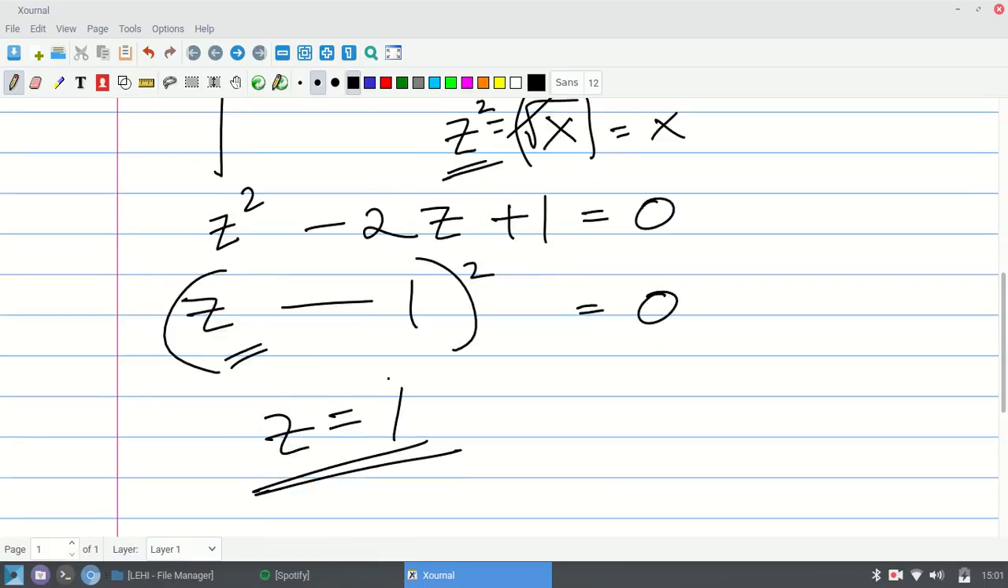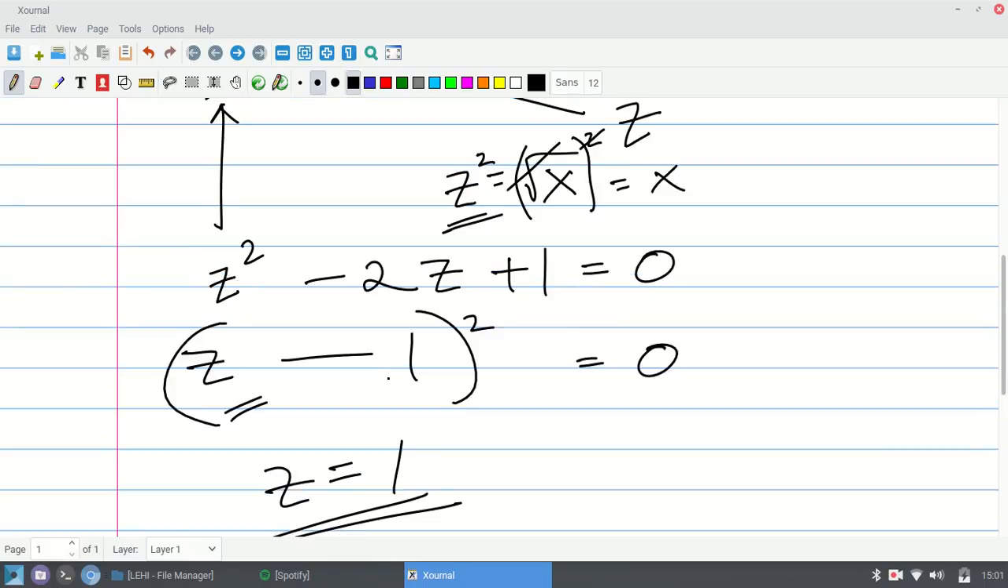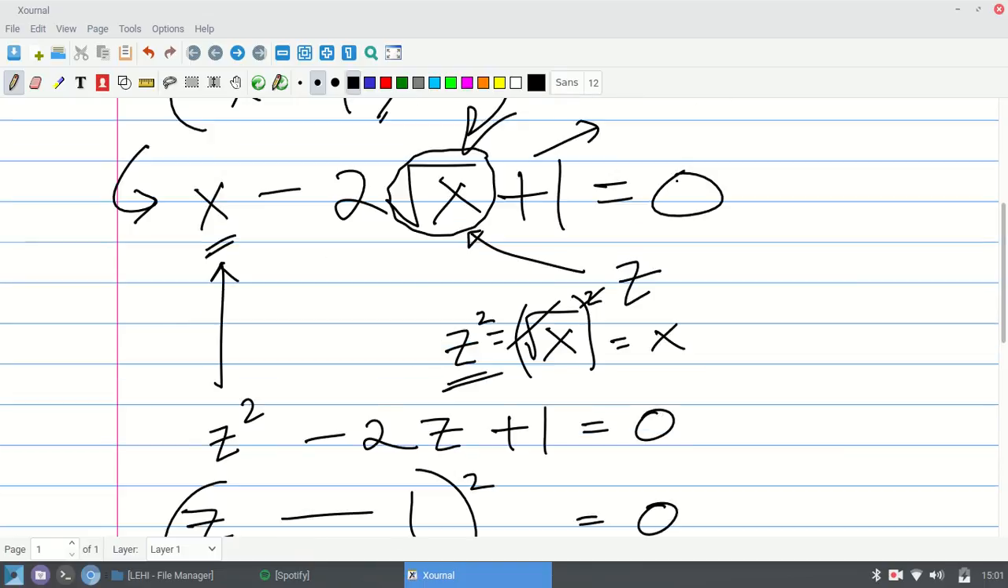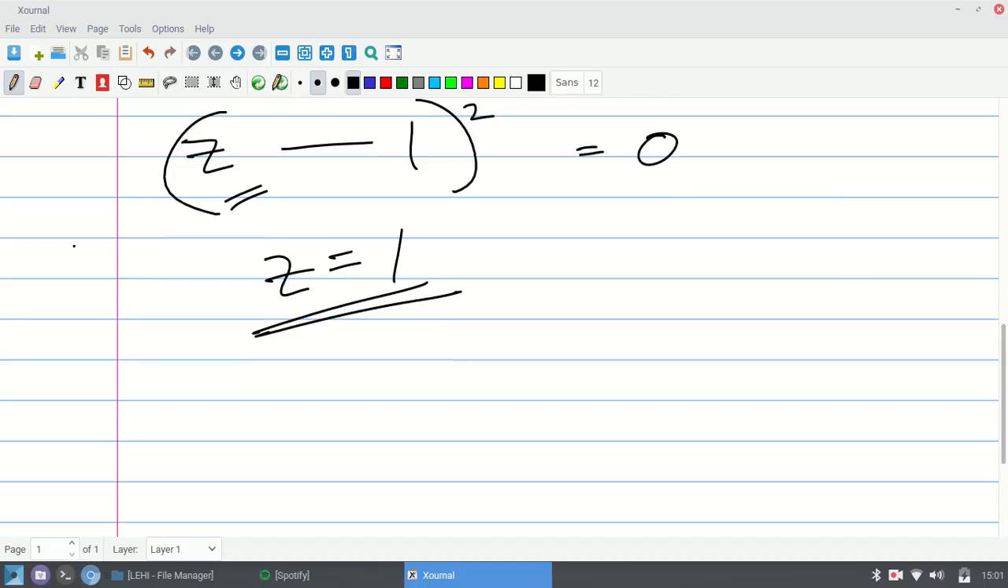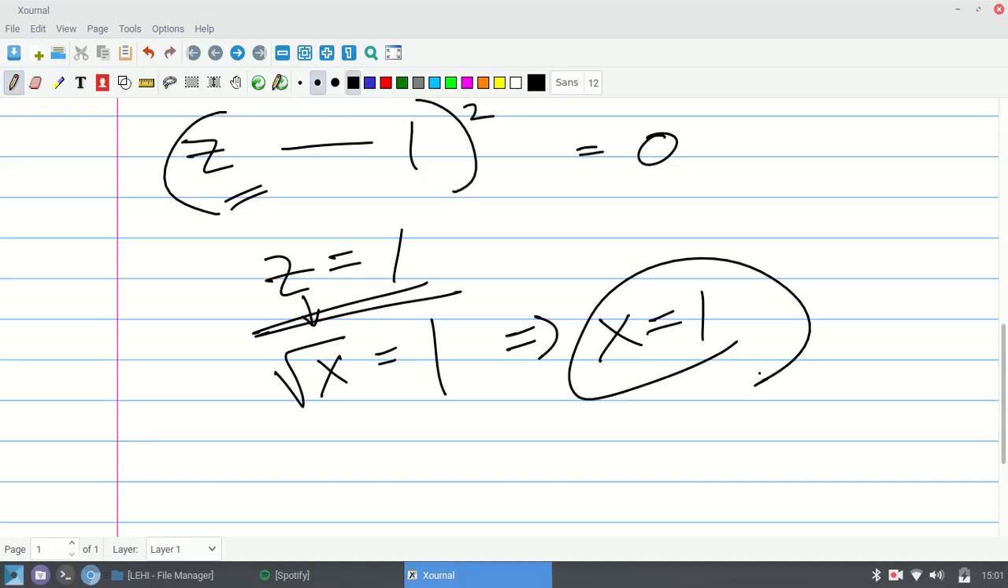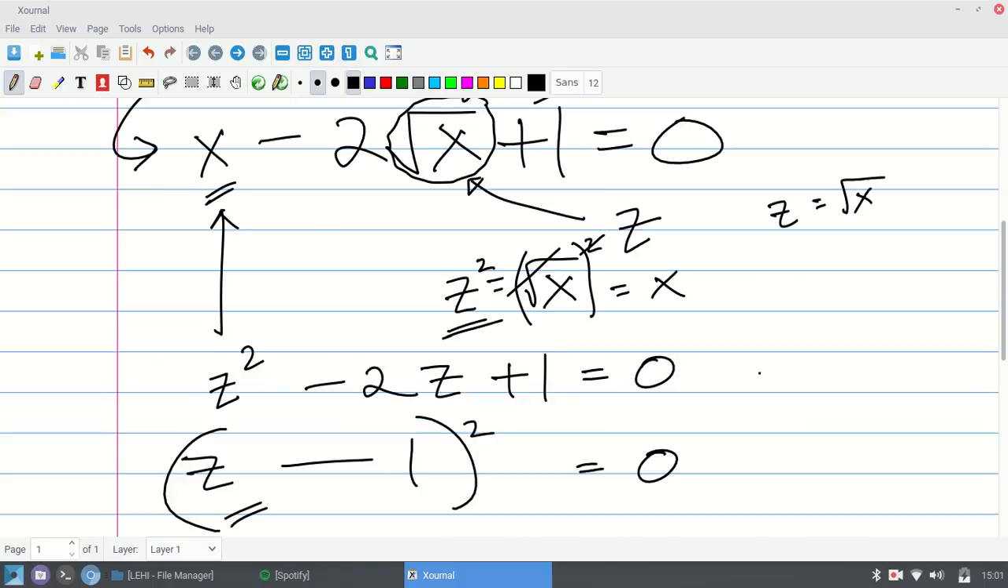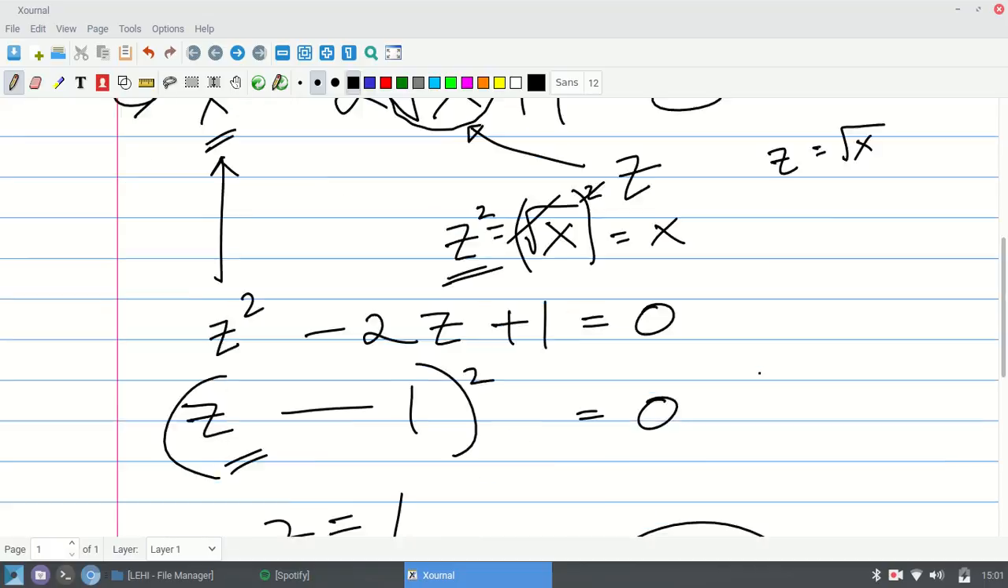Since I called z the square root of x, remember that, I'm not done. I have to solve for x. If z equals 1, then the square root of x equals 1. That means that x equals 1 is the answer. Okay, now I'm done. Now I am finito. I'm finished.